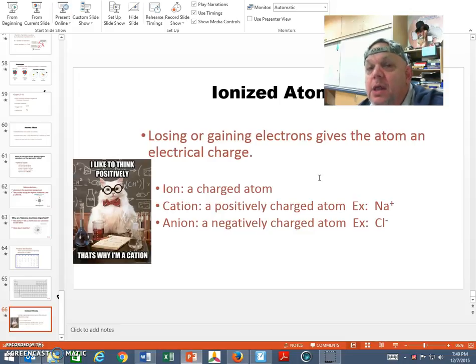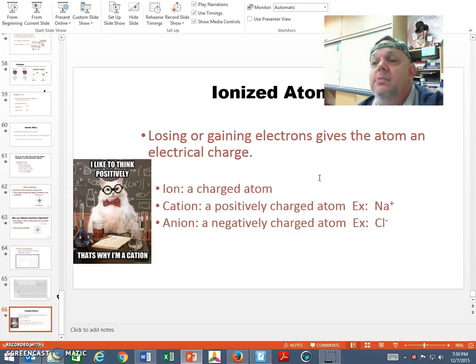Ionized atoms. Atoms can do one of three things. They can keep the electrons they have and not lose or pick up any. That's usually things like helium, argon, radon, xenon, and krypton, because they have their full outer level of valence electrons. They're happy.